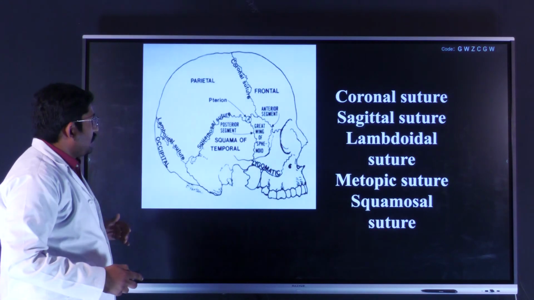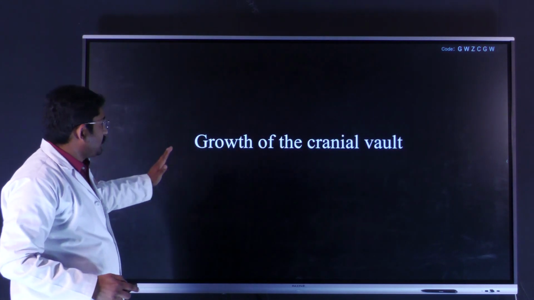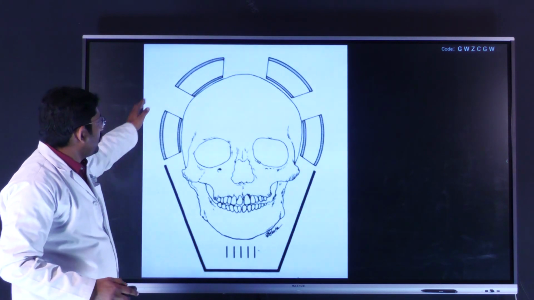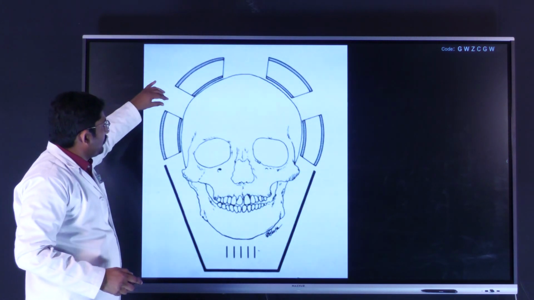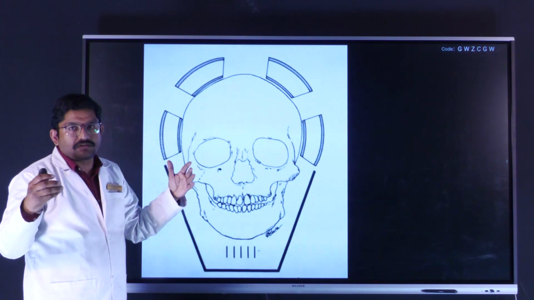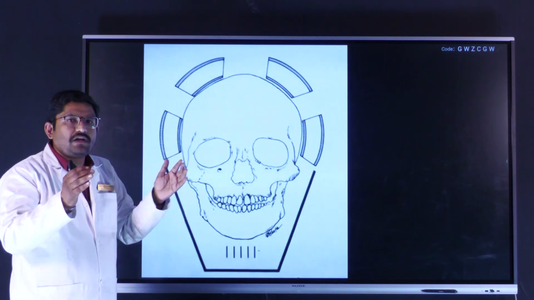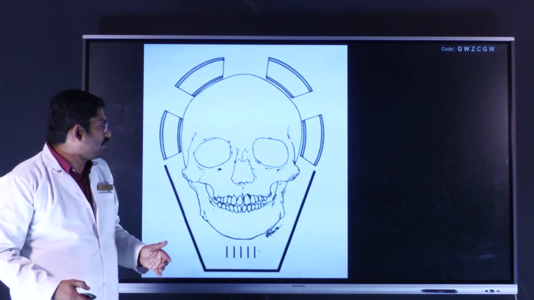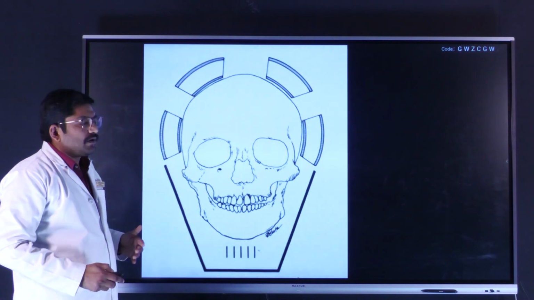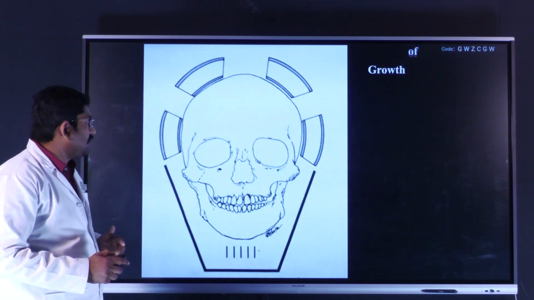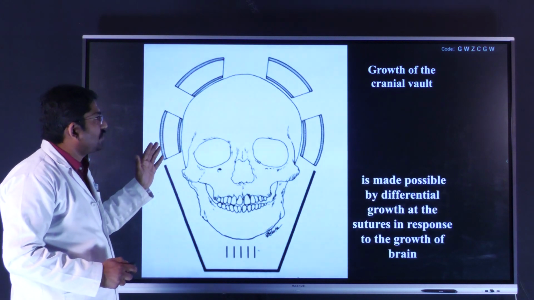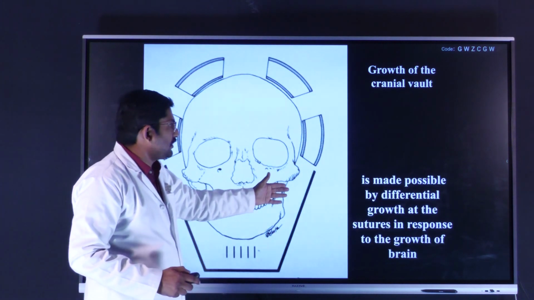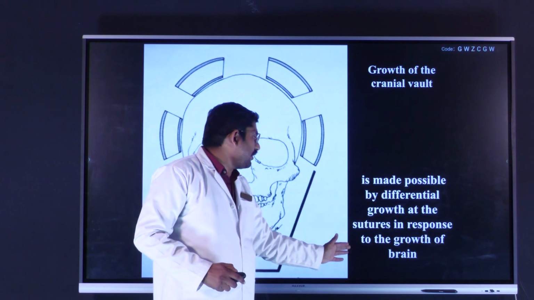Coming to the growth of the head, these are the sutures which we were discussing. Cranial vault. See, the vault is growing because the sutures are widening. When the sutures widen, the size of the brain is increasing, and the increasing size of the brain pushes these sutures to grow further. This happens by the end of 6 to 7 years of age. Growth of the cranial vault is made possible by the differential growth at the sutures in response to the growth of the brain.